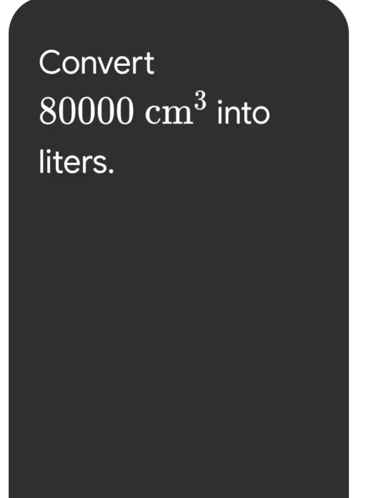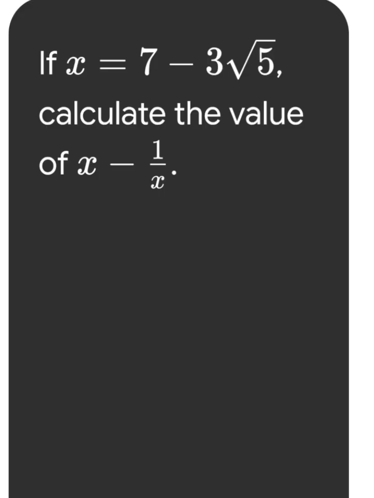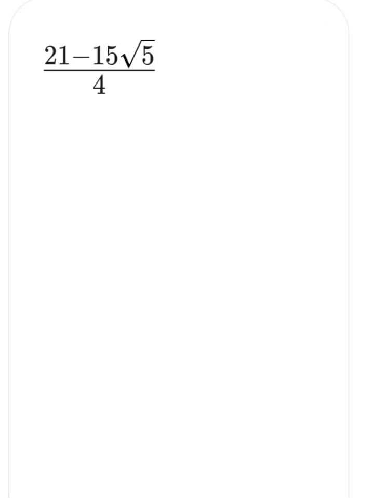Next question. 80,000 cm³ into liters. 80 liters. If x is equal to 7 minus 3√5, calculate the value of x minus 1/x. Its answer is (21 minus 15√5)/4.